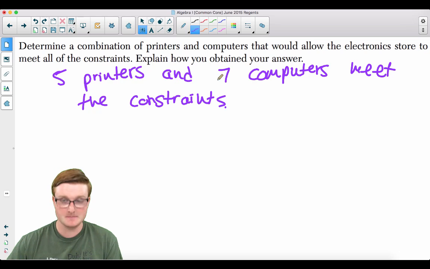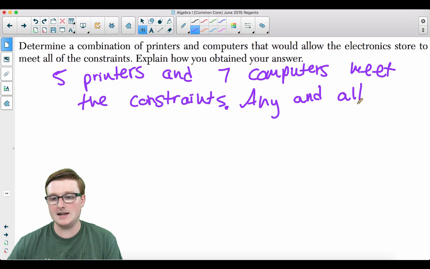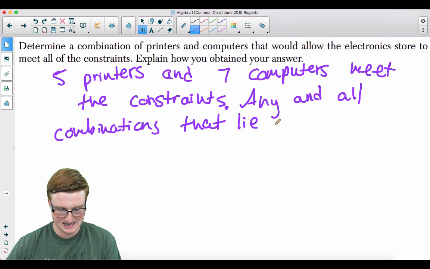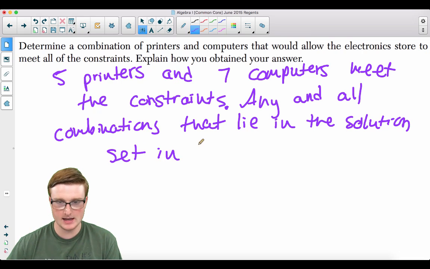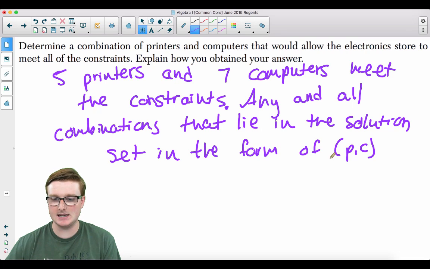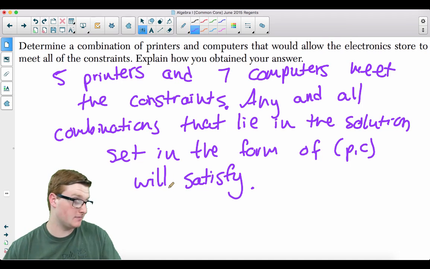All right, and explain how you obtained your answer. Any and all combinations that lie in the solution set, in the form of P comma C, will satisfy. And that's it. That's all you have to do.